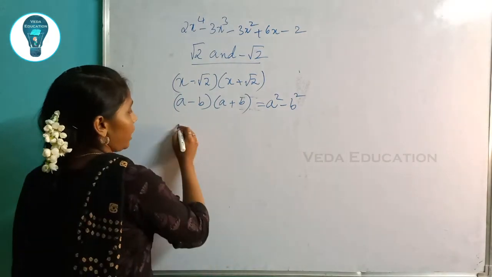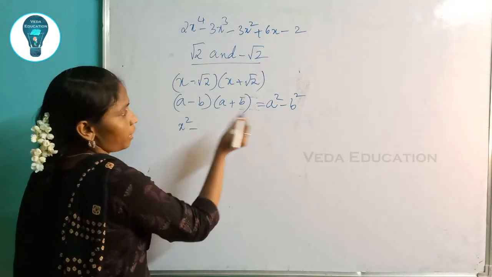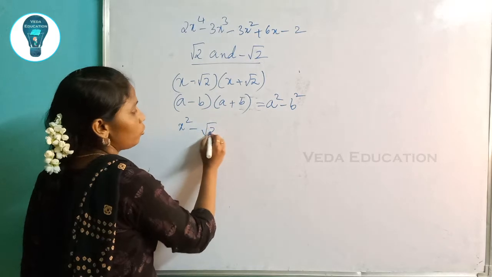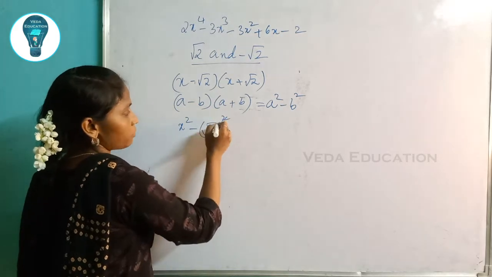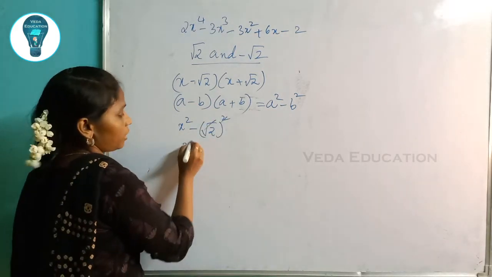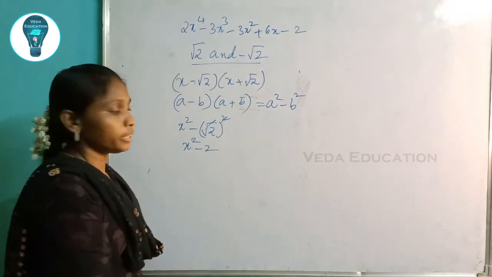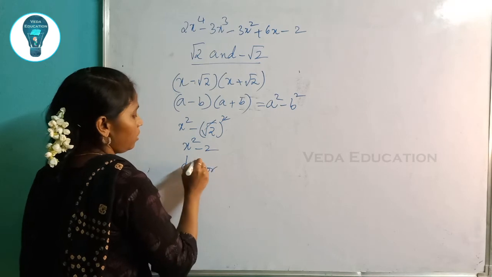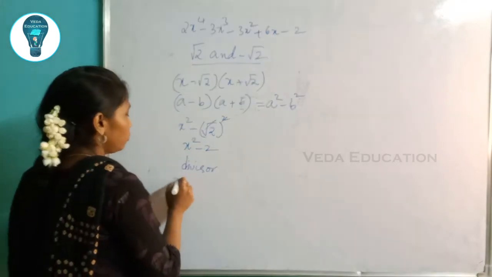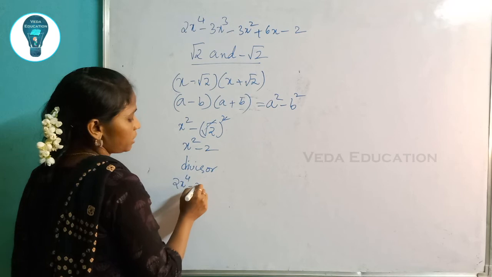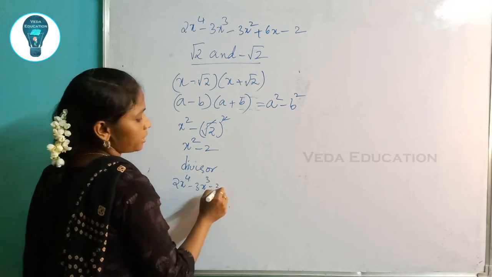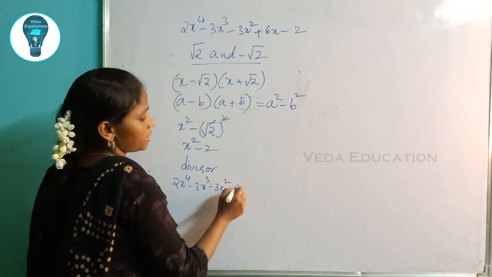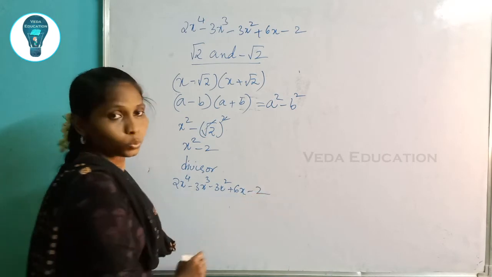Okay. Now what is a here? x. So x square. And what is b here? Root 2. So root 2 whole square. The square root cancels, and what is left here? x square minus 2. So this one is the divisor. Now what is the dividend here? 2x to the power of 4 minus 3x cube minus 3x square plus 6x minus 2. This is the dividend.